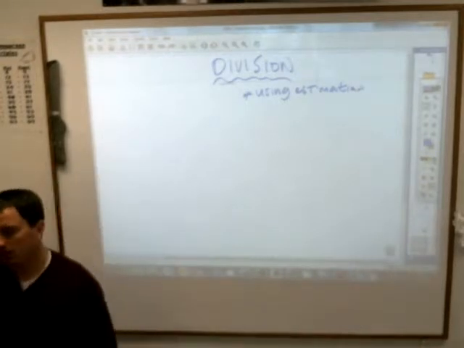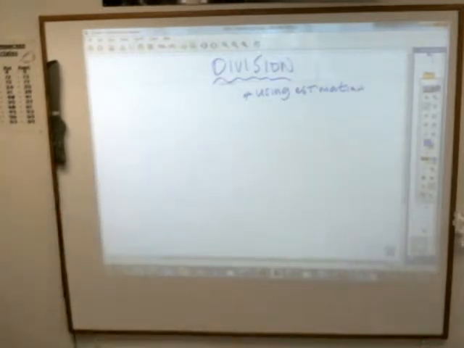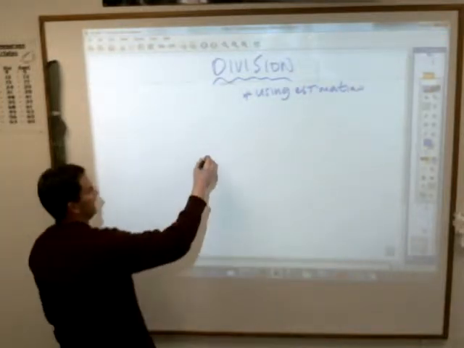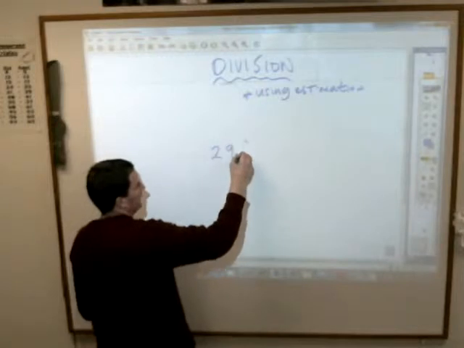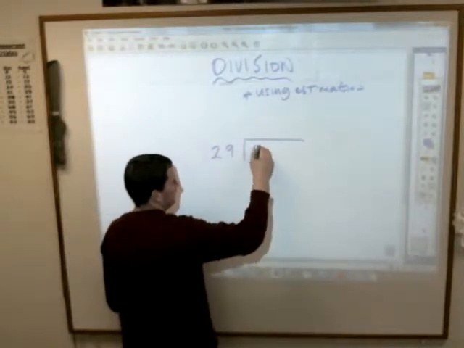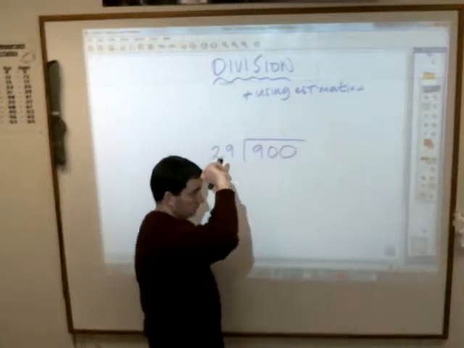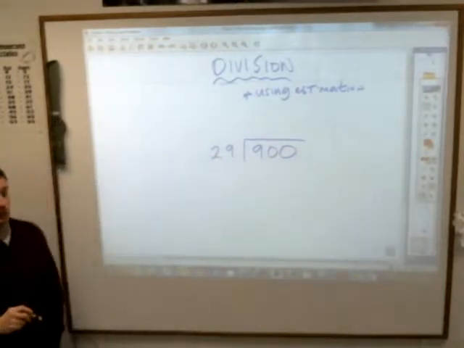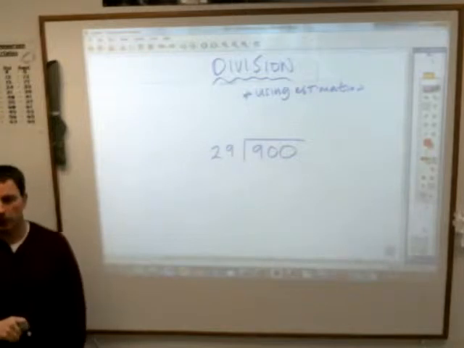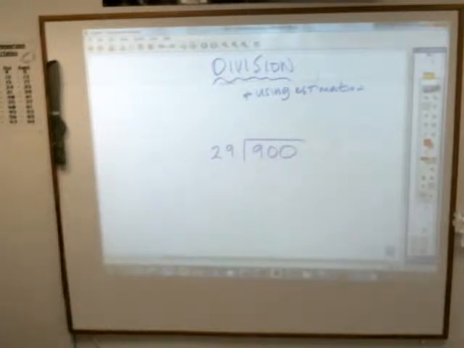Really, this is the same as what we did yesterday, except there's a helpful little hint here. For example, let me give you an example problem. If you're doing 29 into 900, anytime you do a math problem, you should take a quick look at it and think of some things that might help you to do this problem.